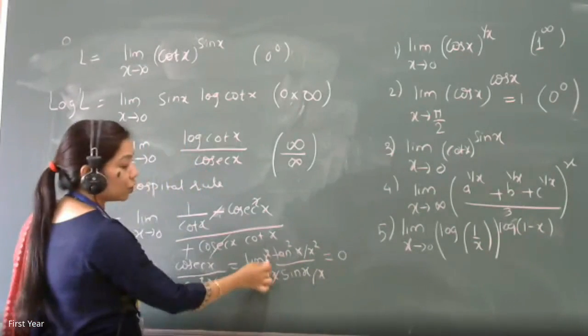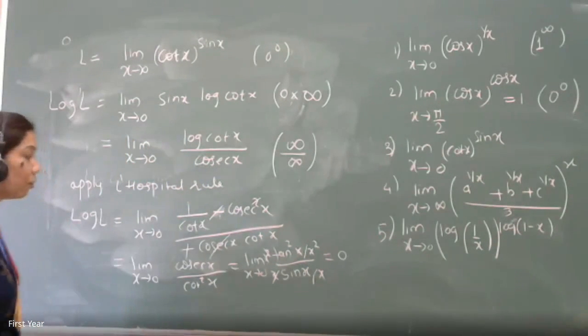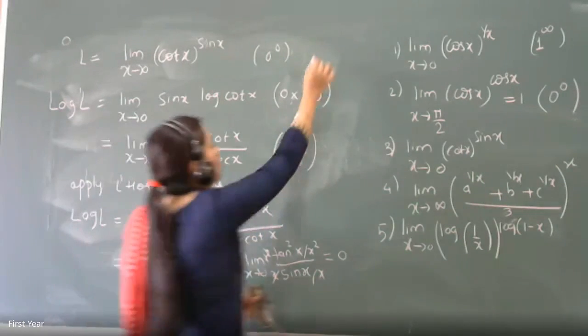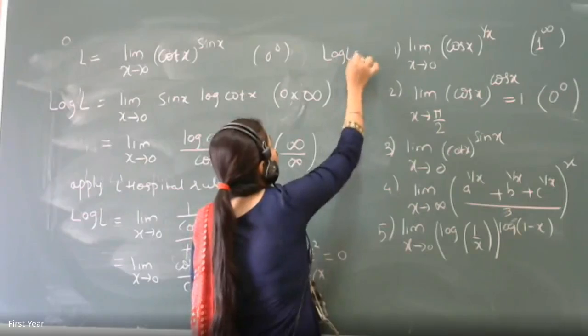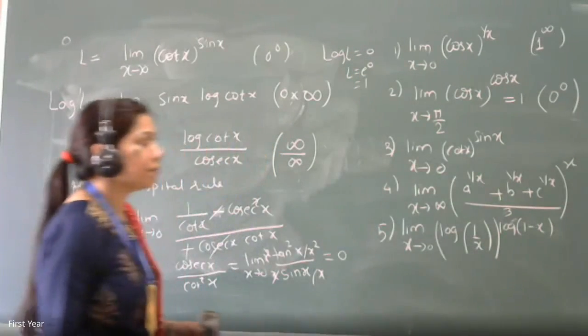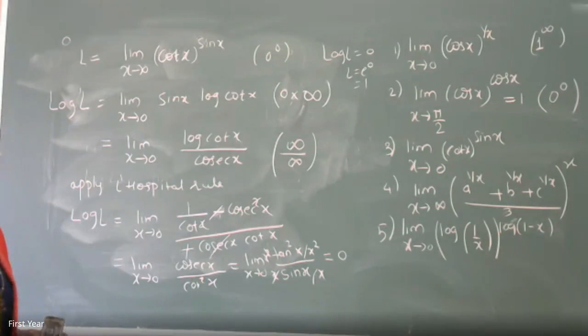When x goes to 0, this x will approach 0, therefore log L will become 0 and therefore L will be e raised to 0, which is 1. Okay? Fine? Clear everyone?